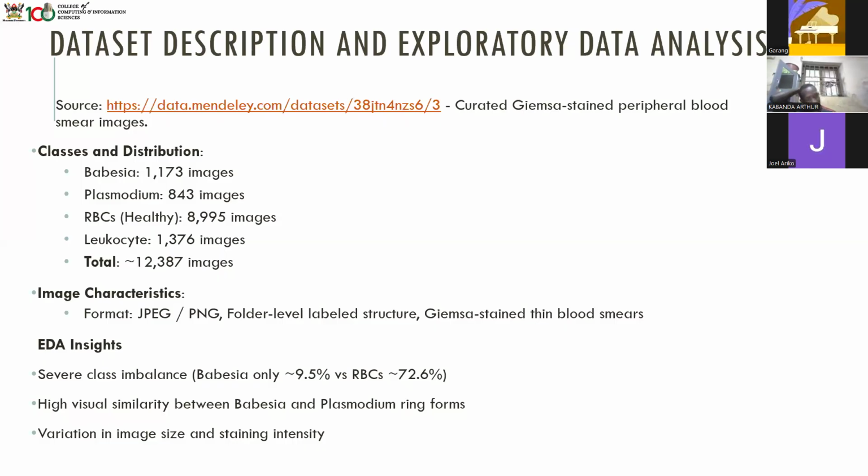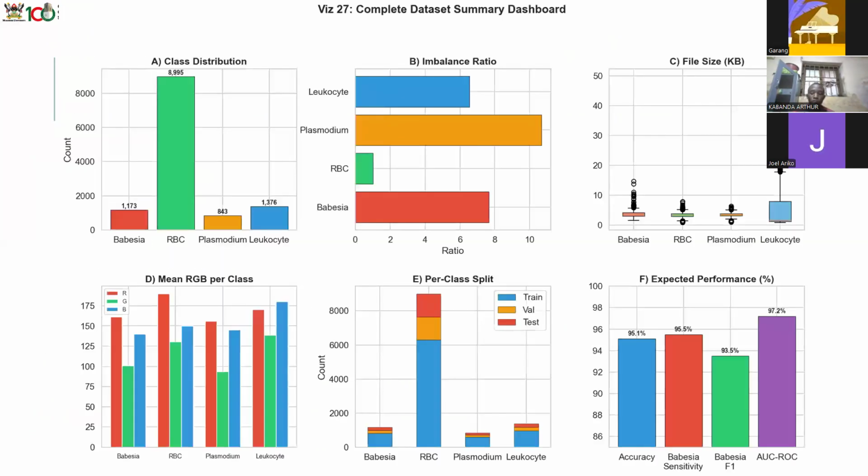So our EDA insights, the first insights: we had some severe class imbalances, high visual similarity between Babesia and Plasmodium forms, the variation in the image size, and also staining intensity. I'll hand over to my next colleague to take over.